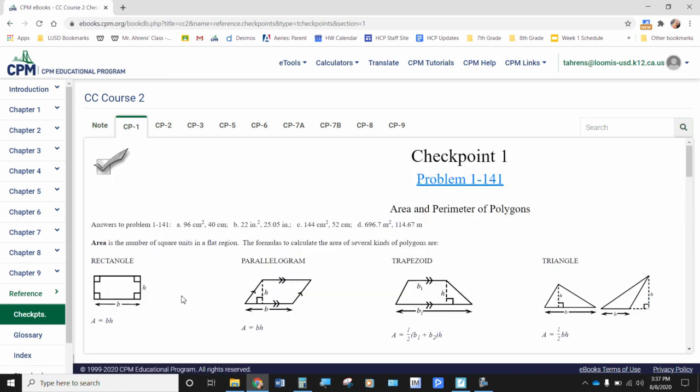Okay. So this is the checkpoint problem for chapter 1 that we just looked at. These are the 4 problems. They show you what all the formulas are, and actually they kind of give you the answers too. But you shouldn't be looking at the answers. You should try and figure them out on your own. But this is after the fact.